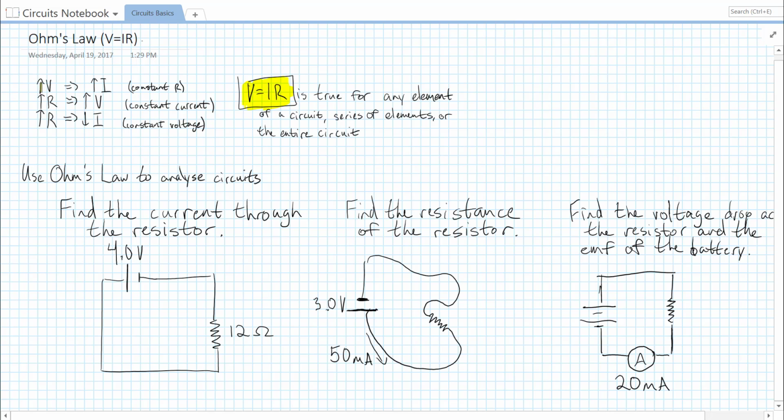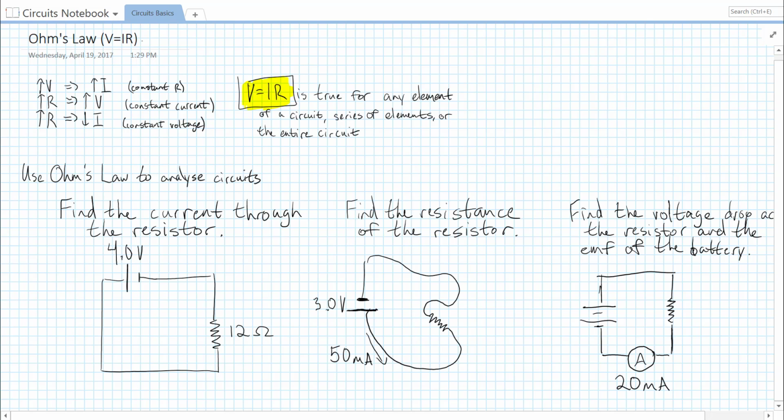That means if we have a greater voltage, we'll get more current, as long as our resistance is constant. If we have a greater resistance and we have a constant current, then we're going to get a greater voltage drop. That's a little bit rare, but we'll see that a little bit later. And if we have a greater resistance with a constant voltage, like the same battery, we will have less current.